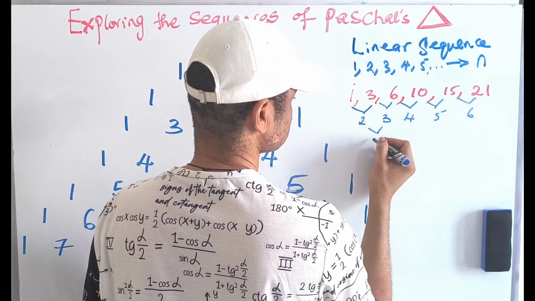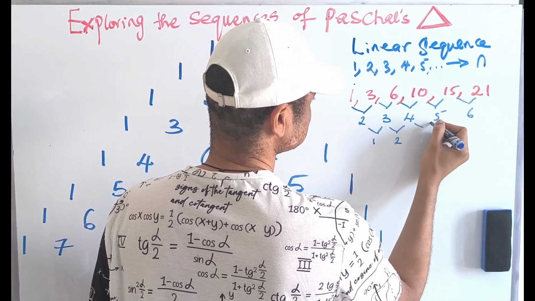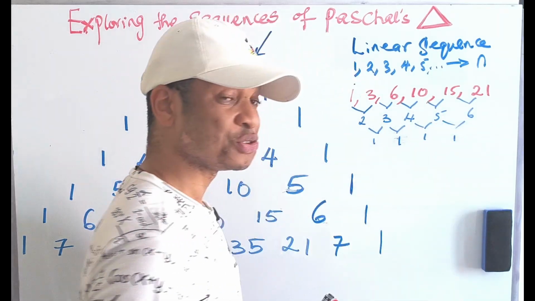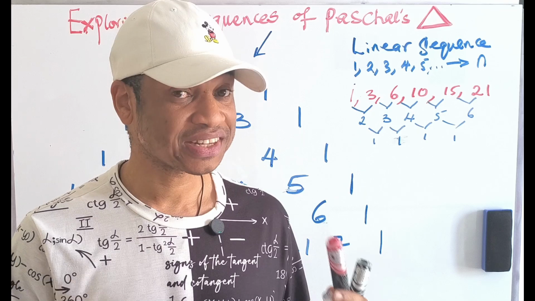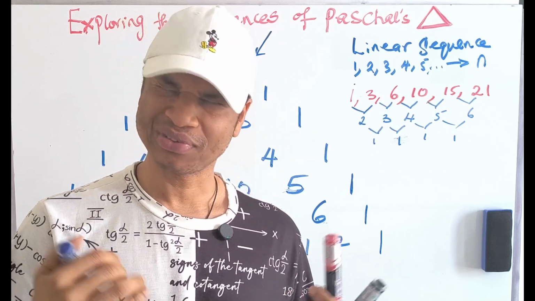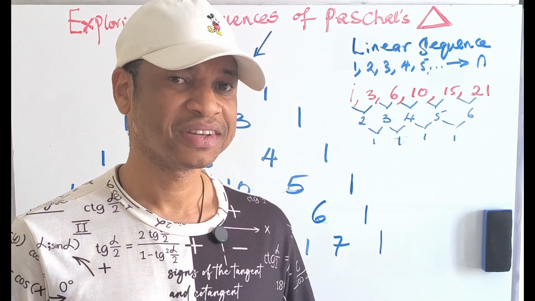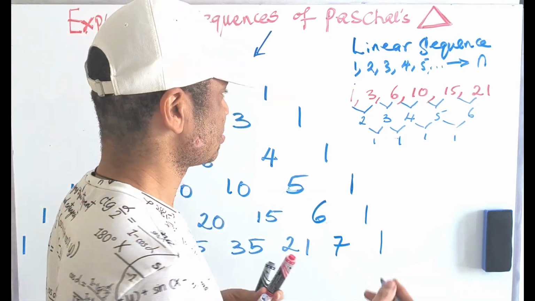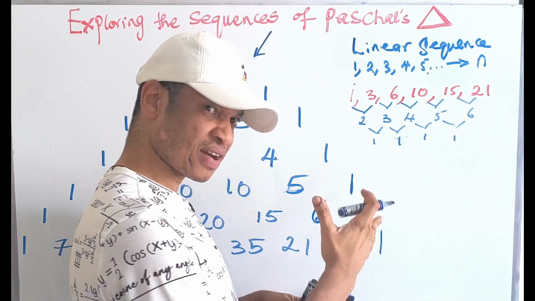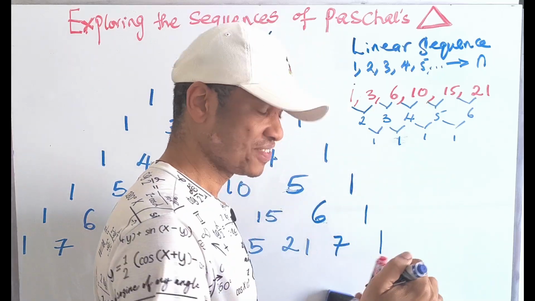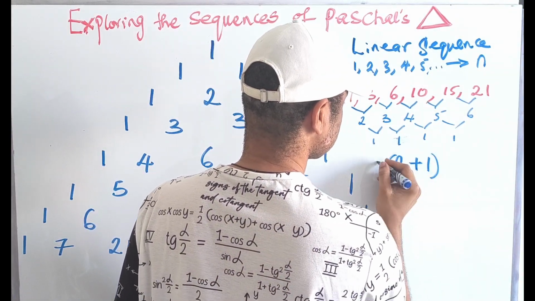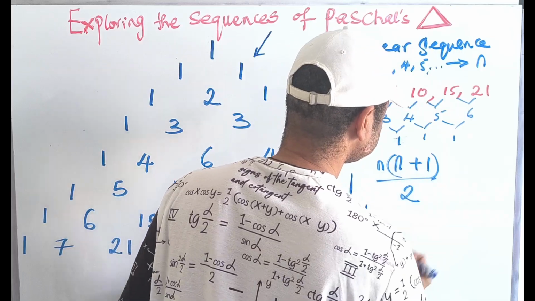So this is 1, 1, 1, 1. So this is a quadratic sequence actually, or people call it a triangle sequence. And what is the formula for this sequence? It is actually, we can derive it, okay, but we have n plus 1 times n over 2.